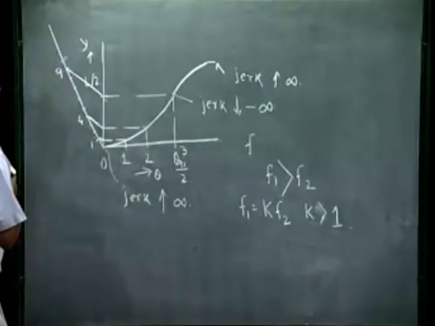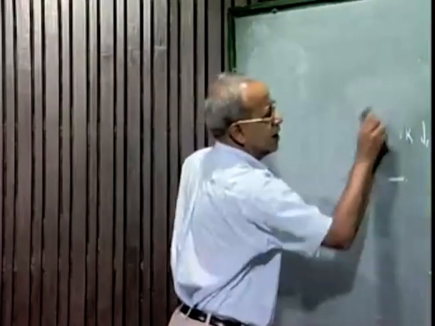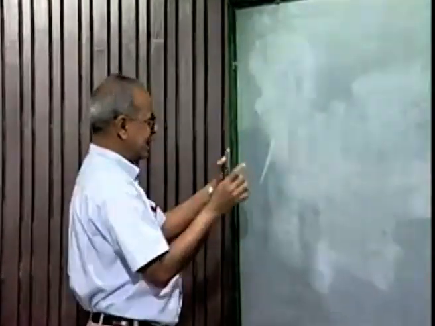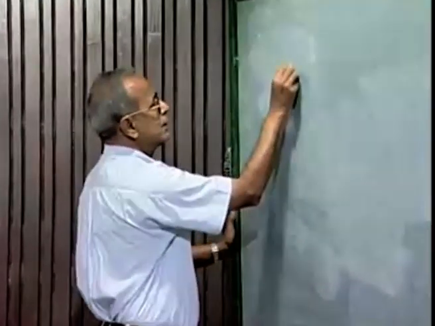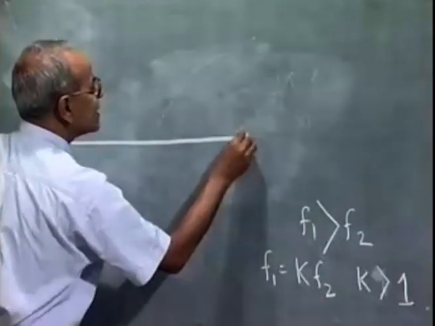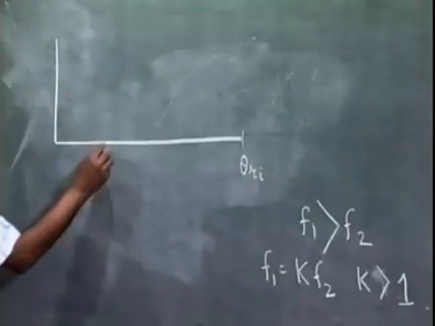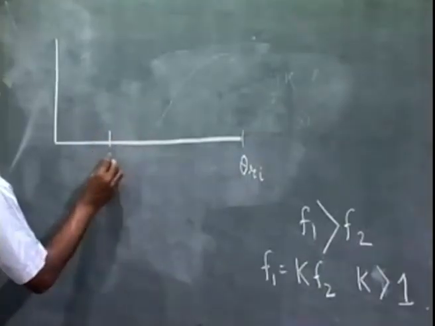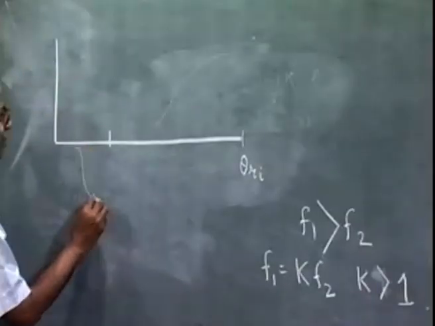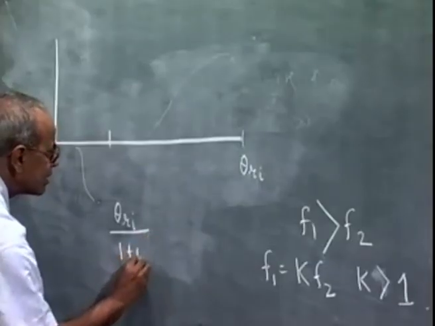In that case, it is very easy to show. If we are given the value of k, then how to draw the displacement diagram or write the expressions? That is very simple. Suppose this is theta Ri. Then up to what angle of theta it will move with constant acceleration F1? That you can easily show that this should be theta Ri divided by 1 plus k.